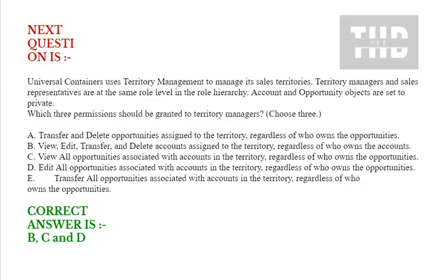Next question is Universal Containers uses territory management to manage its sales territories. Territory managers and sales representatives are at the same role level in the role hierarchy. Account and opportunity objects are set to private. Which three permissions should be granted to territory managers? Choose three options. Option A.